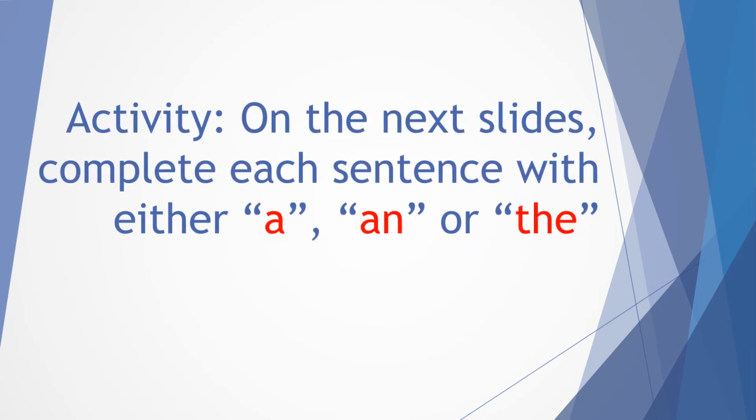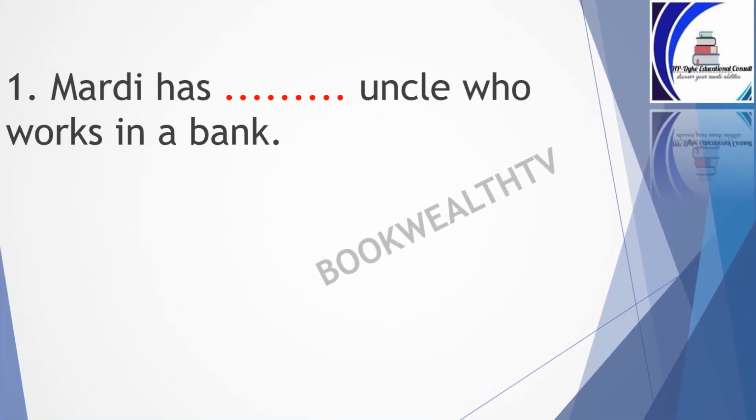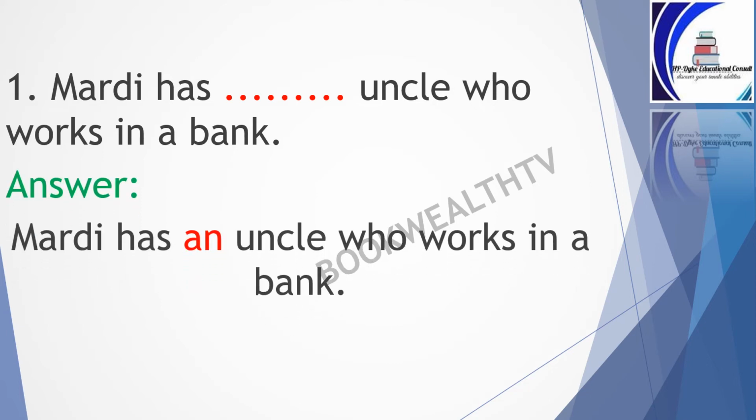Activity. On the next slides, complete each sentence with either a, an, or the. One. Maddie has dash uncle who works in a bank. What do you think should be the answer? A or an? The answer is an. Maddie has an uncle who works in a bank.